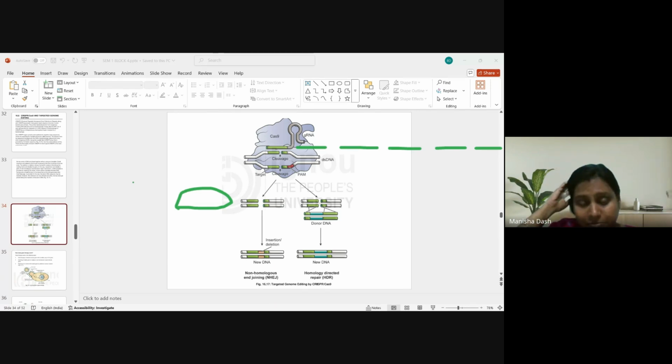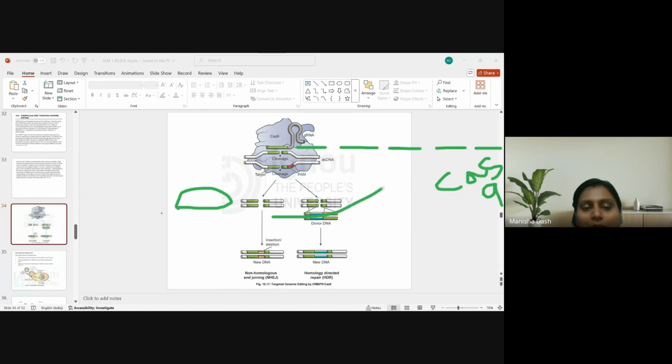There is another enzyme that we discussed, the CRISPR-associated enzyme Cas9. When any foreign DNA enters into the bacterial cell, the Cas9 simply cleaves that particular DNA and degrades it, so that it can no longer integrate into the genome of the bacteria.